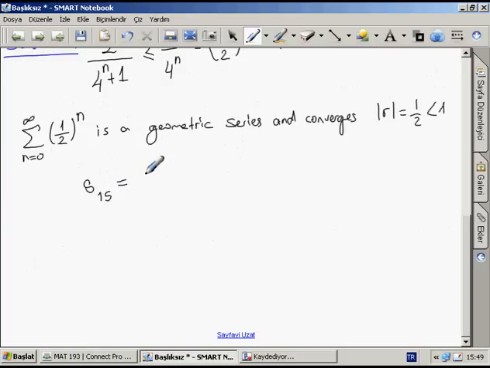S15 equals, okay, now we are talking about the first series, the sum from 0 to 15 of 2 to the power of n over 4 to the power of n plus 1, which is equal to 1.383062486. Okay, this is the estimation.